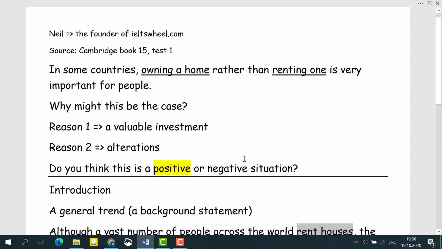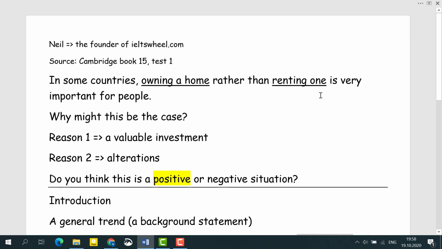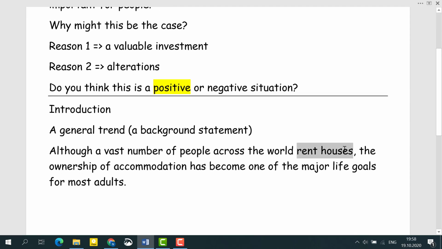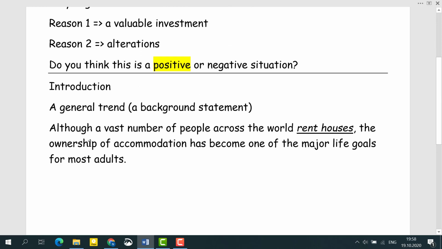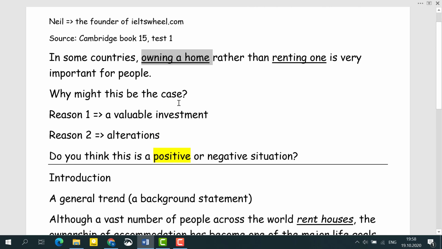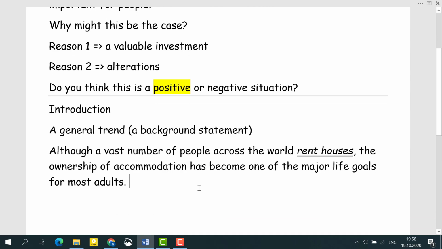Rent houses. Okay, here we go. So renting one, so rent houses. That's exactly what I've done. And then okay, let me just highlight this. Okay, the ownership of accommodation. Okay, now look at this. Owning a home, and I've just paraphrased. Ownership of accommodation, okay, which means home, has become one of the major life goals for most adults.